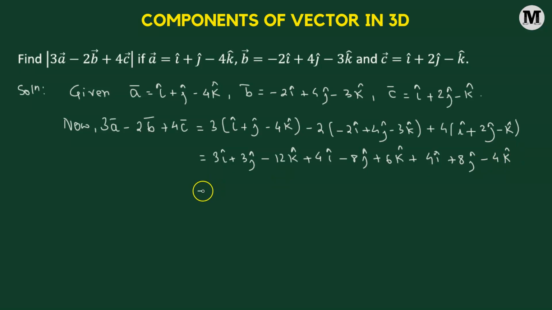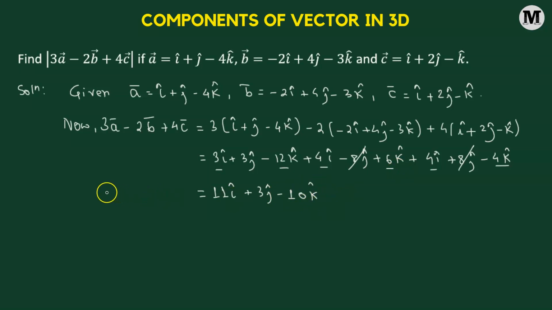Now let us combine all the like terms. So we have 3 i cap plus 4 i cap. So that's 7 i cap. 7 i cap plus 4 i cap will be 11. So we have 11 i cap. Then we have negative 8 j cap and positive 8 j cap cancelling out. We're left with positive 3 j cap. Next we have negative 12 k cap and negative 4 k cap. So that's negative 16 k cap. And to it we are adding positive 6 k cap. So we're going to be left with negative 10 k cap.